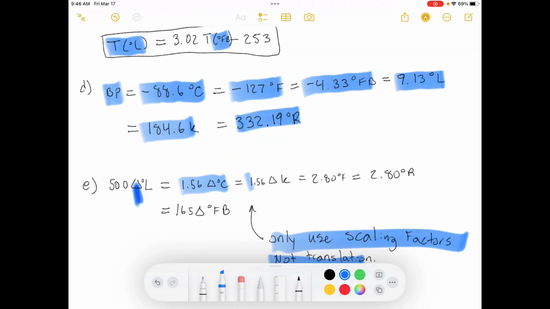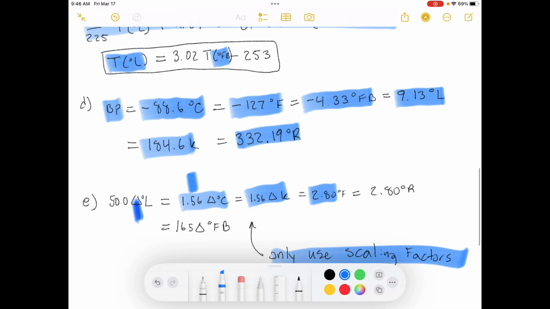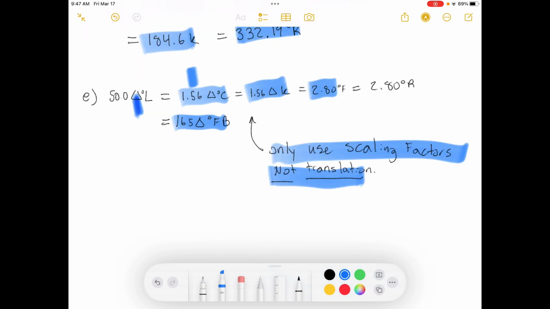Then Celsius and Kelvin are on the same scale, so that's easy. Then we calculate what it is for Fahrenheit. We could just use the Celsius one, multiply by 9, divide by 5, get 2.8. And then for Farblungit, we calculated what that was right here. Okay, and we get that. All right, that is it for problem number 3.49.